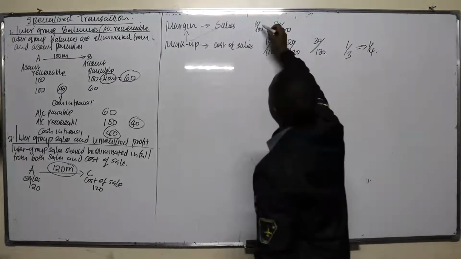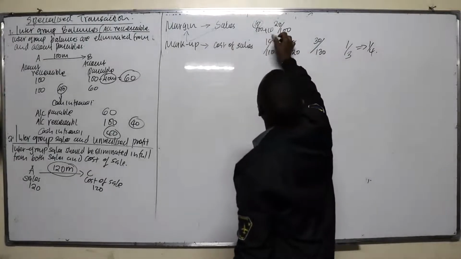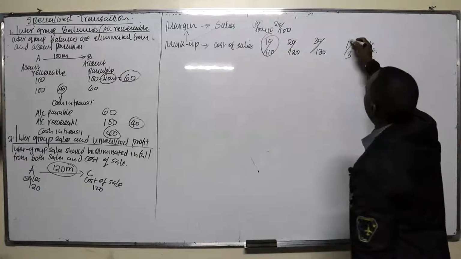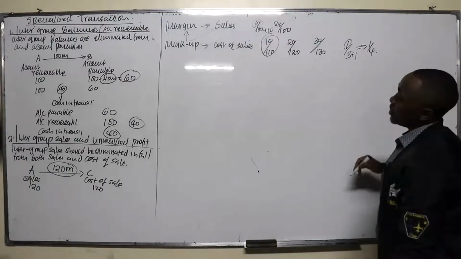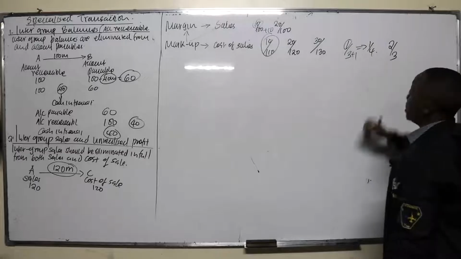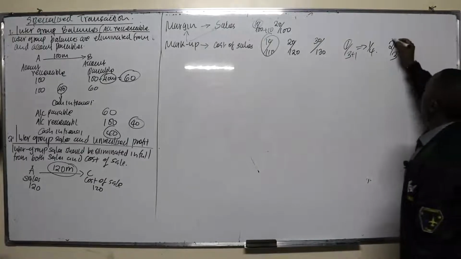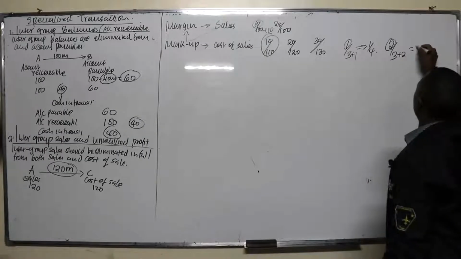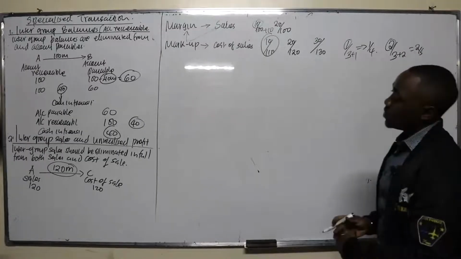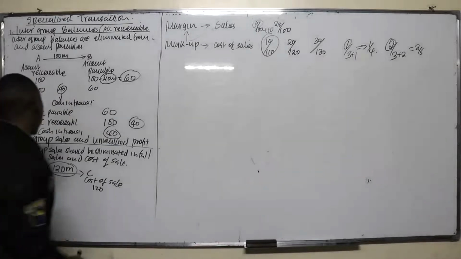You know what we're doing here? You're just taking this 10, you add it there. That's how you get 10 over 110. So if it's a third, you just take that 1, you add it there. If you're told it made a profit of 2 over 3, convert that into markup. You just take this 2, you add it there. So it will be 2 over 5. Good. So now, take this scenario.